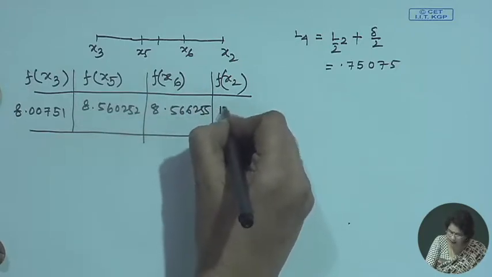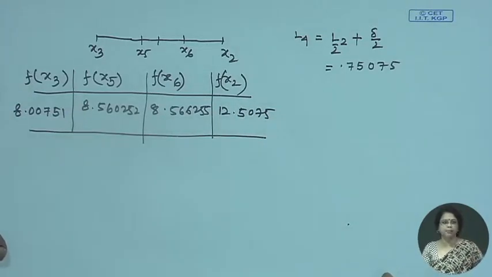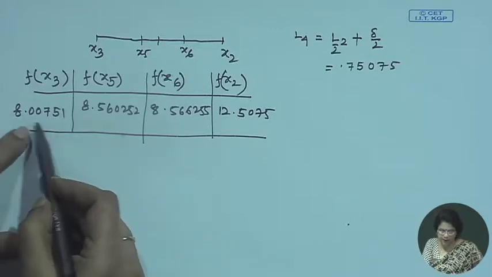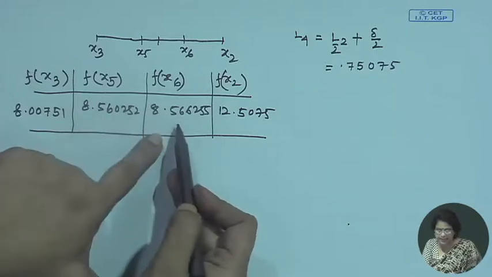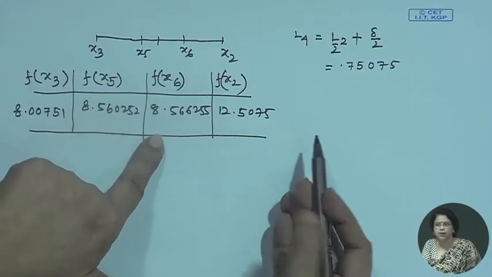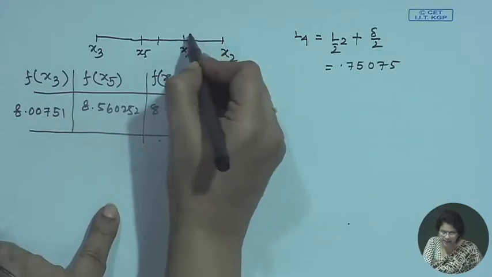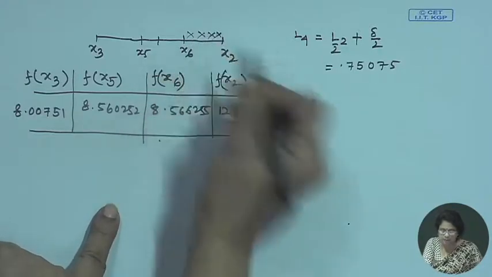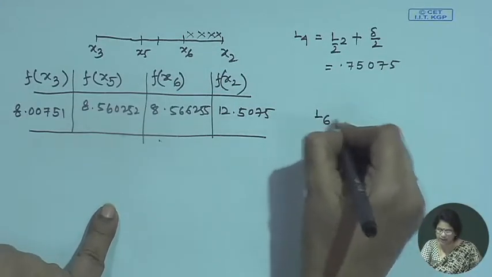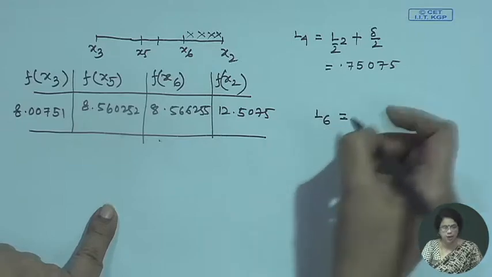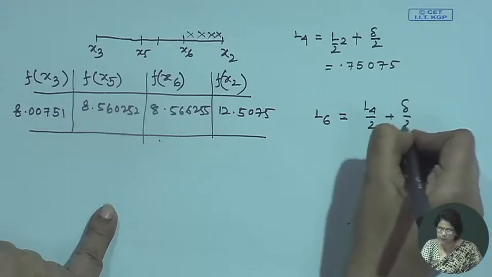$566,255 and this is 12.5075. Again you look at the pattern. The value is increasing, then almost the same, but it is increasing and increasing more. That is why you are sure that the optimum cannot lie within this region, x 6 to this. Alright. That is why we are considering the next interval of uncertainty as L 6, which is equal to L 4 by 2 plus delta by 2.